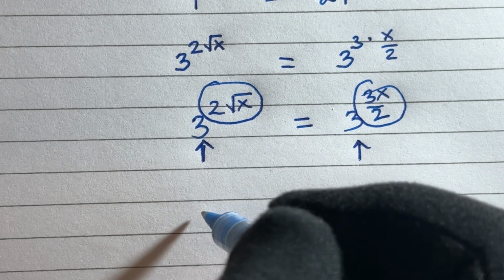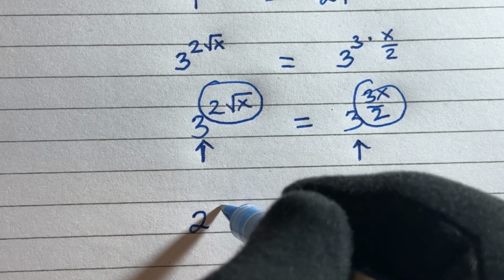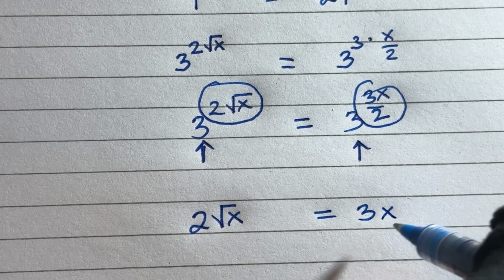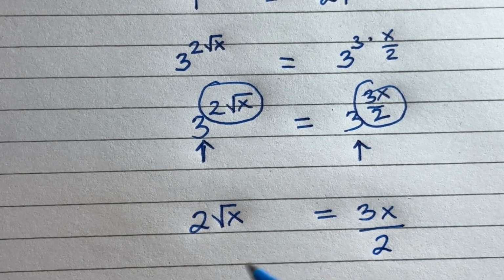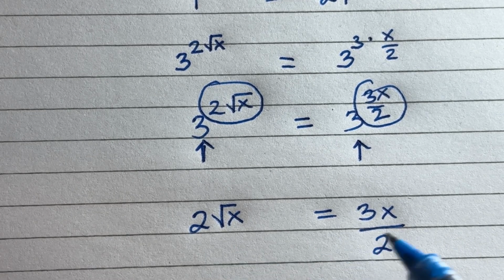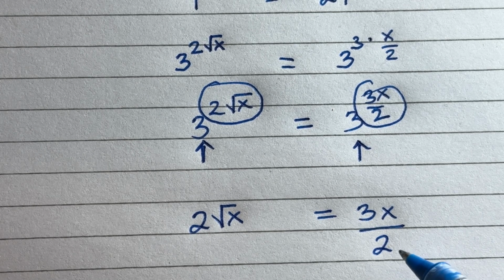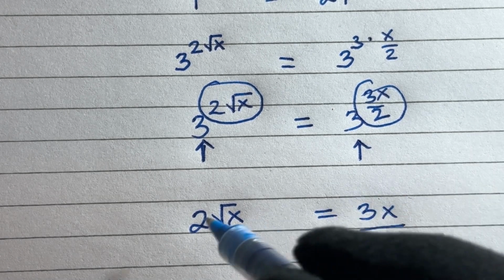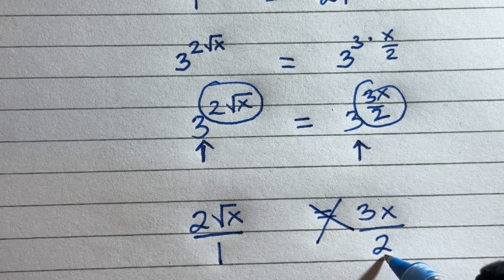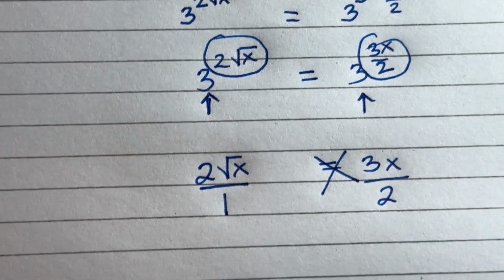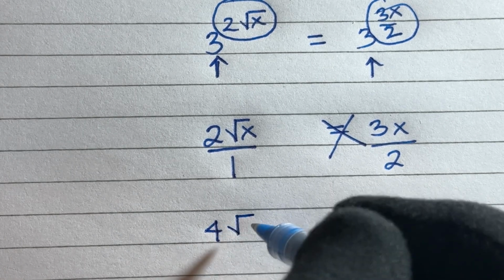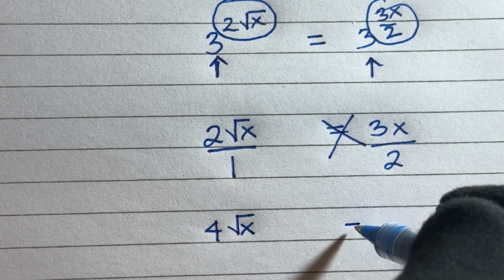which implies that we now have 2 root x equal to 3x over 2. And then we can now solve for x. To solve for x here, I am going to cross multiply because I have a fraction on the right hand side. To get rid of that fraction, I need to cross multiply, but I'll first write this as over 1, and then I'll say cross multiply. So 2 times 2 root x would definitely give me 4 root x, and this is equal to 3x.